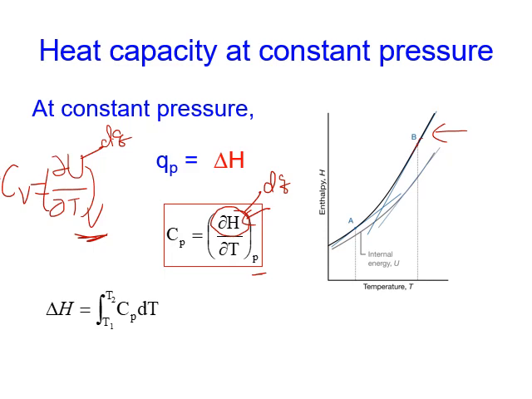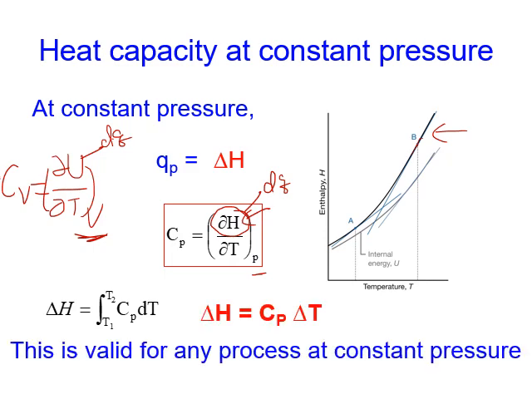If heat capacity is a constant, we can simply write Cp delta T. So according to this equation, Cp delta T gives you delta H. Now, if heat capacity is not a constant and changes with temperature, then you need to integrate. This is valid for any process at any pressure.